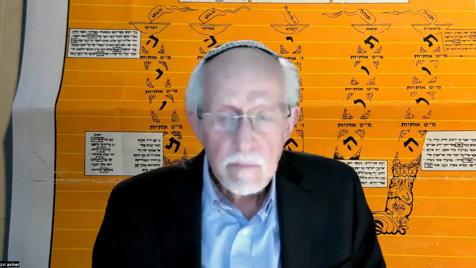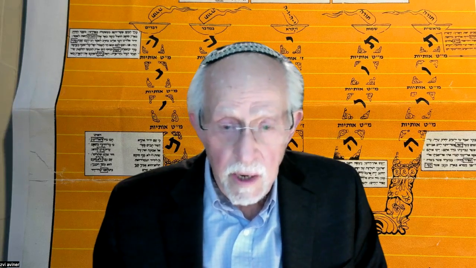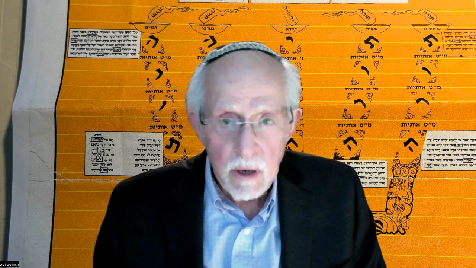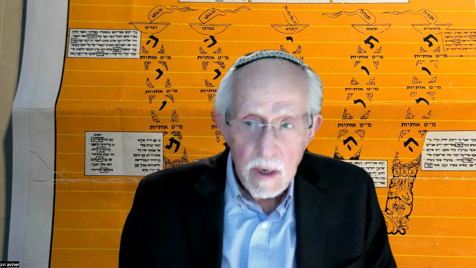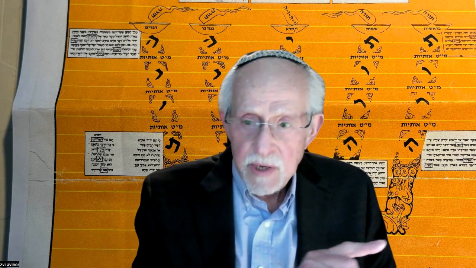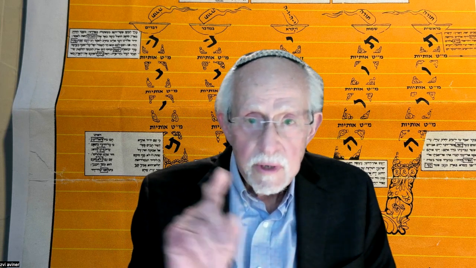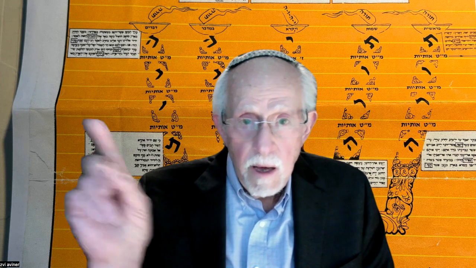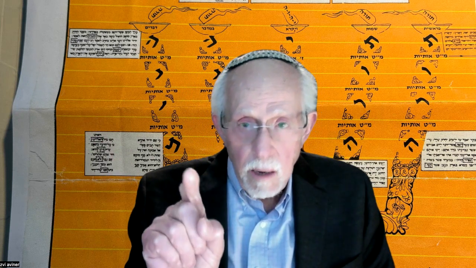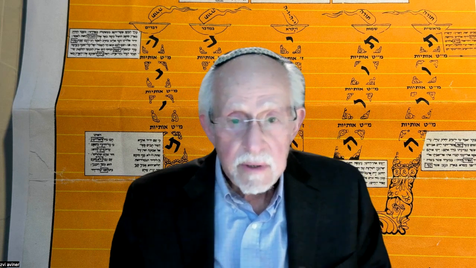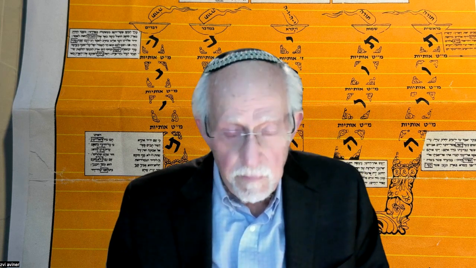Behind me here is a schematic description of the five books. Book of Genesis, Exodus, and then in the middle is Leviticus, Numbers, and Deuteronomy.